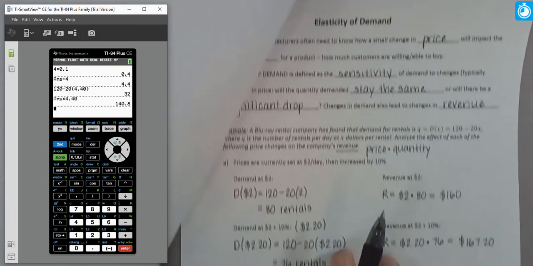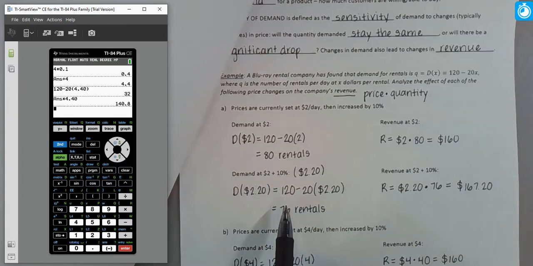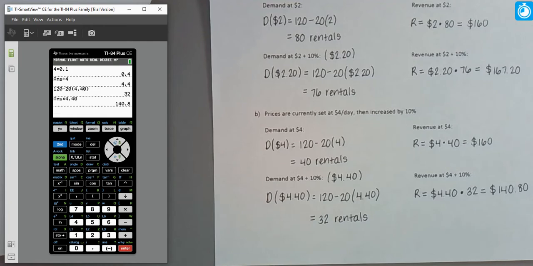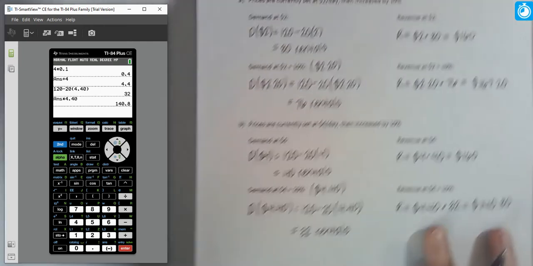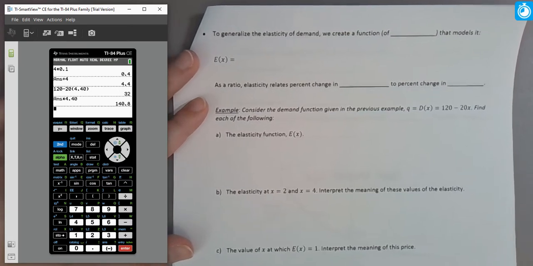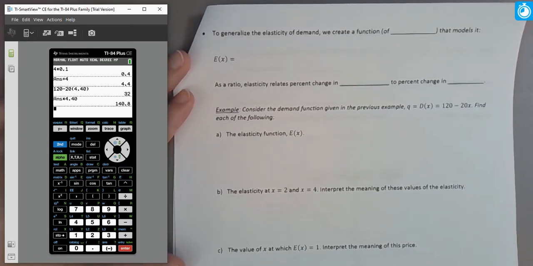Is it a relatively small effect, like it was in this case? Or is it a larger effect, like it was in this case? What's going to happen at different levels of pricing? And that's what we call elasticity, how sensitive our demand is to changes in price.